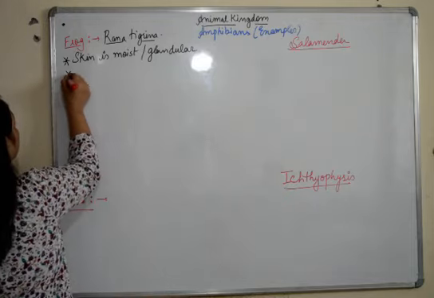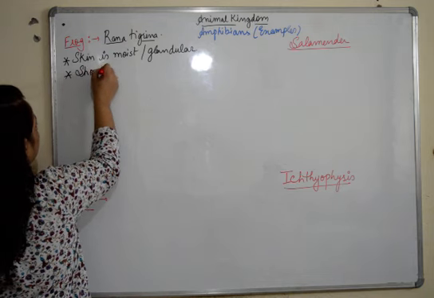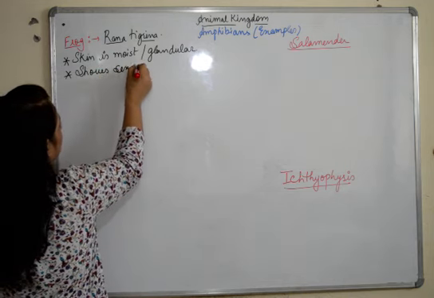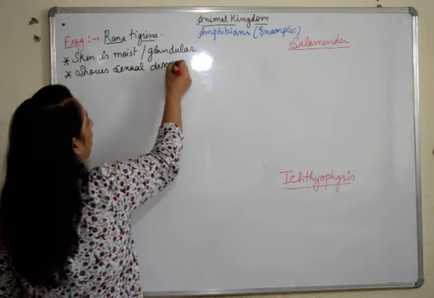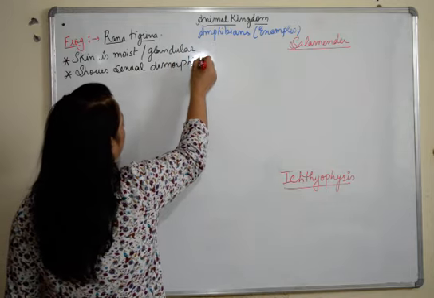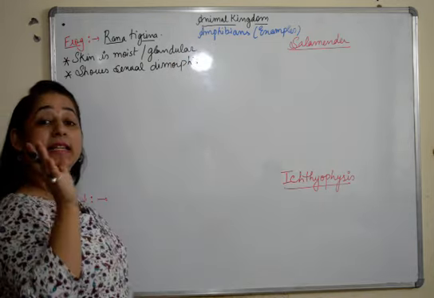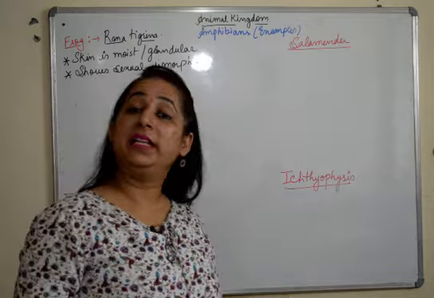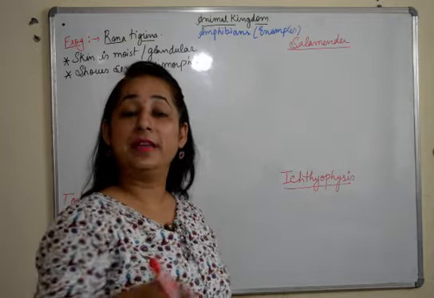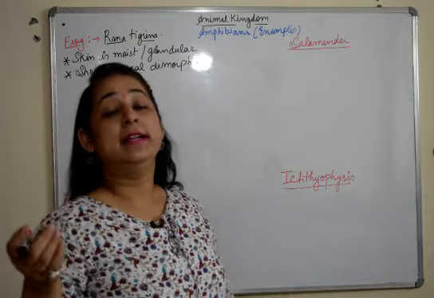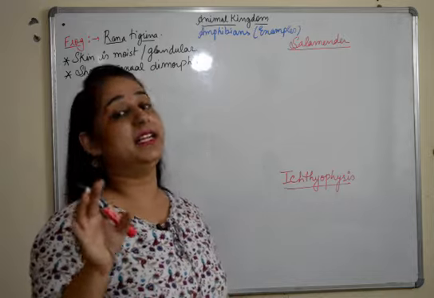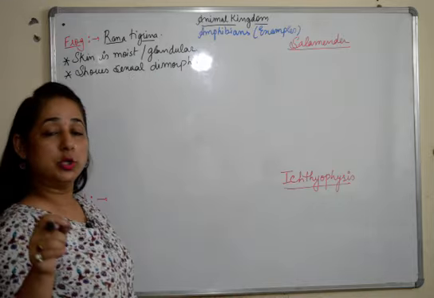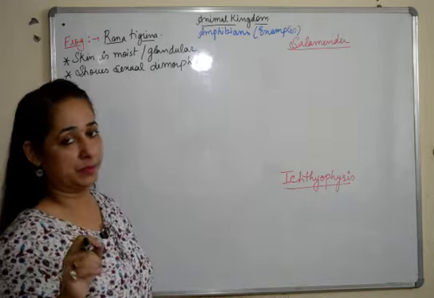Then it shows sexual dimorphism. What is sexual dimorphism? That the females and males can be identified by observing their external features. You can easily identify between males and females, so they show sexual dimorphism.